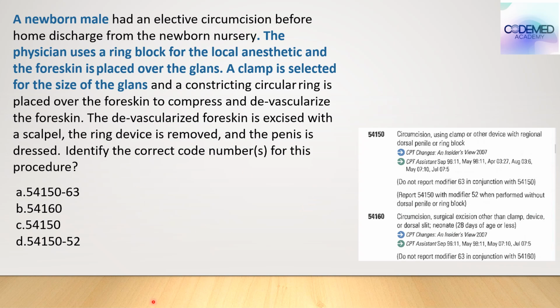So let us do our drill. What is the age of the patient? Newborn. How did they carry out? By clamping. And whether they have used anesthesia? Yes. And what is it? Nerve block. So there is no differentiation between the ring block and the nerve block, because both are types of anesthesia that we use. So now tell me the answer. So yes, 54150 is the answer, because it talks about the clamp, it talks about the circumcision, it includes the block. So that's the answer.